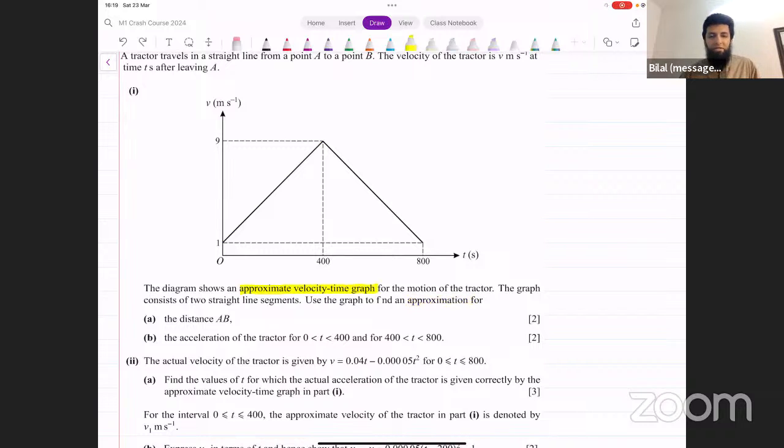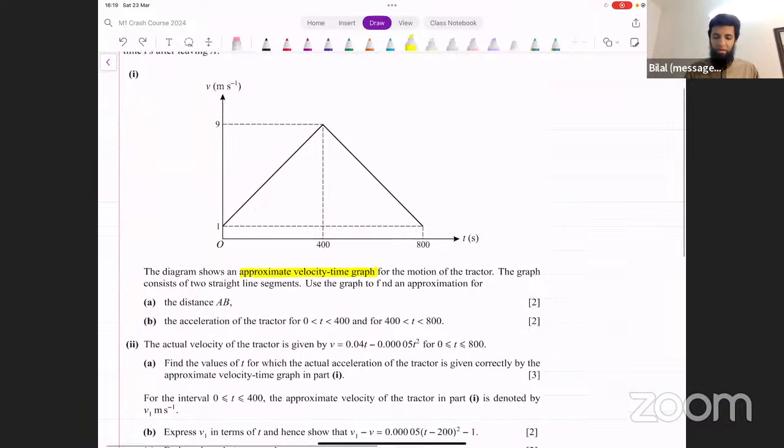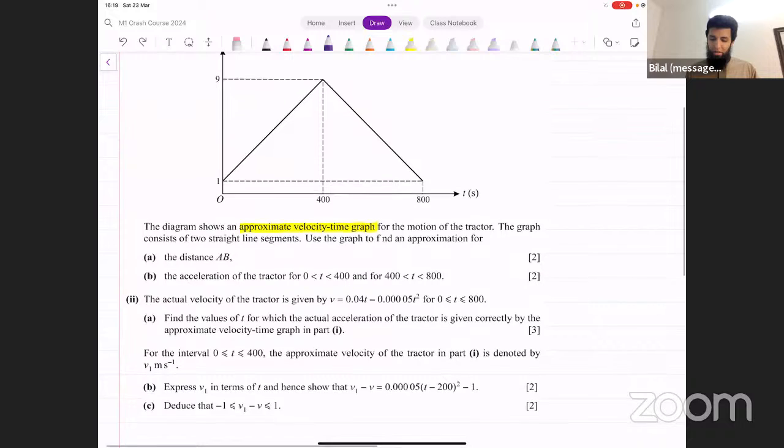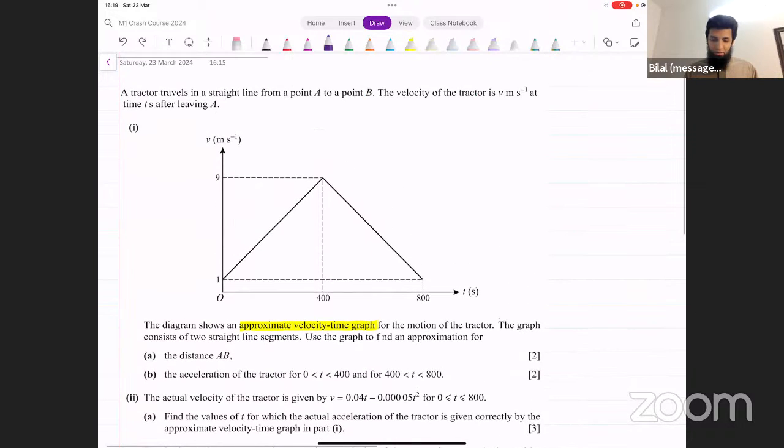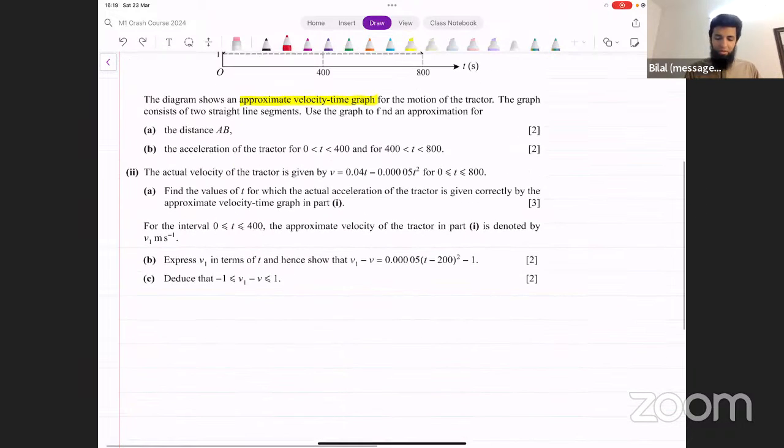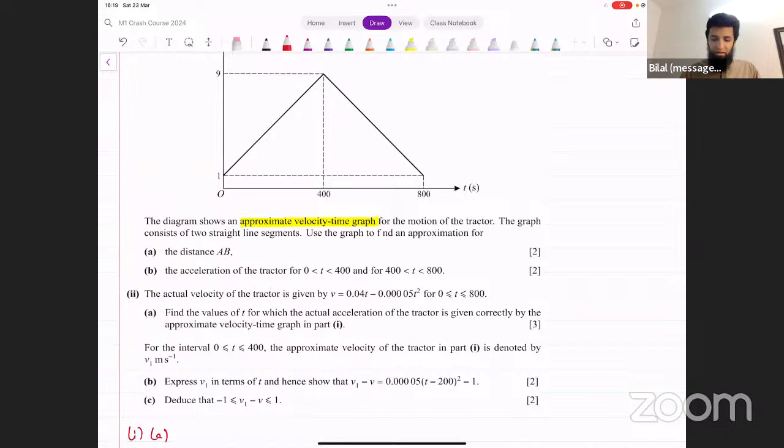Now, of course, if the graph is approximate, the distance that you find is also going to be approximate, right? Let's find this distance, AB. Okay, so total distance, how do you find that total distance? Part 1A. You just have to find this complete area, right?